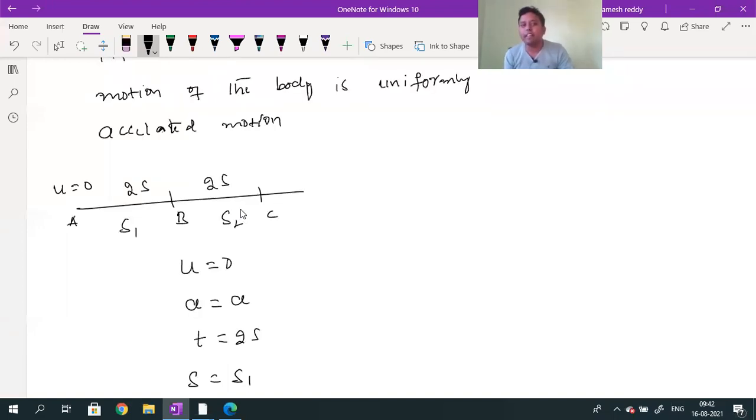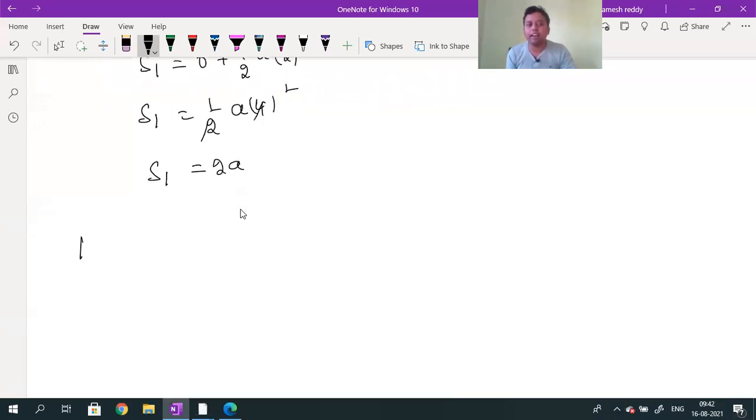So this is S1 for the A to B journey. When I consider the B to C journey, the distance traveled is S2 and time taken is 2 seconds. But I don't know the velocity at B. I want a relation between S1 and S2. Since I don't know the velocity at B, I start with the A to B journey concept. Next, I will consider the A to C journey.